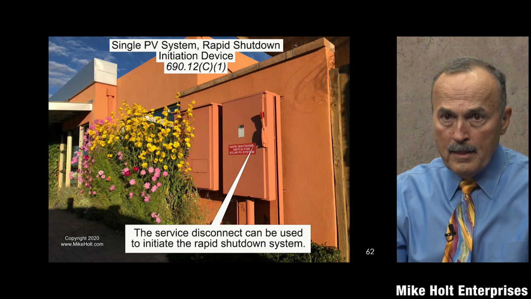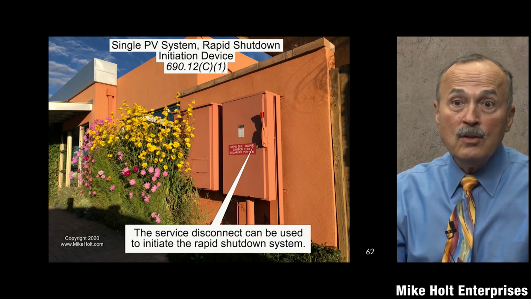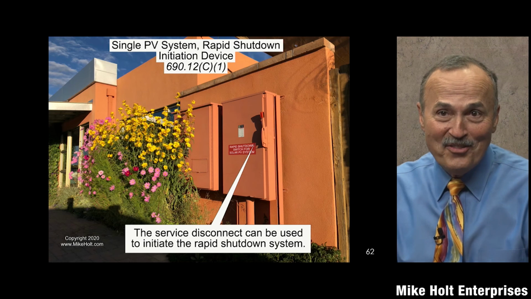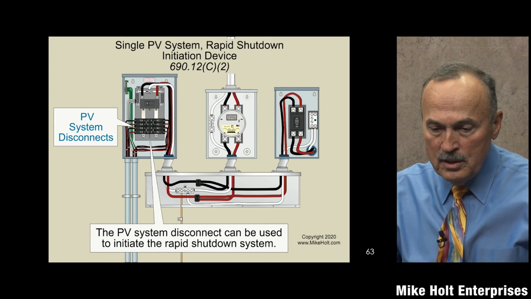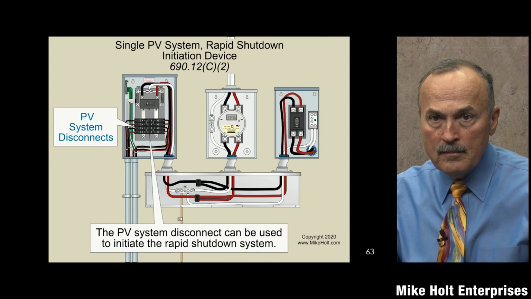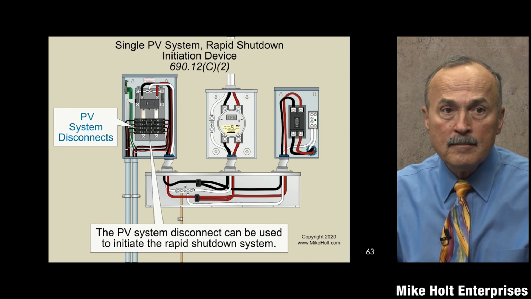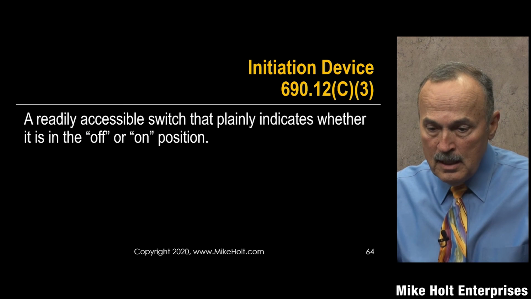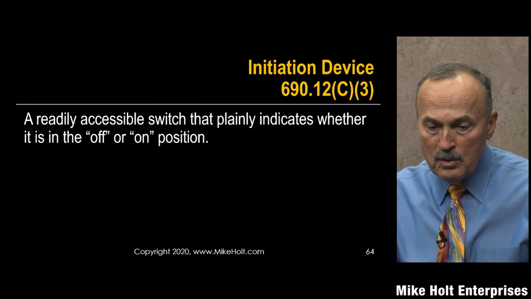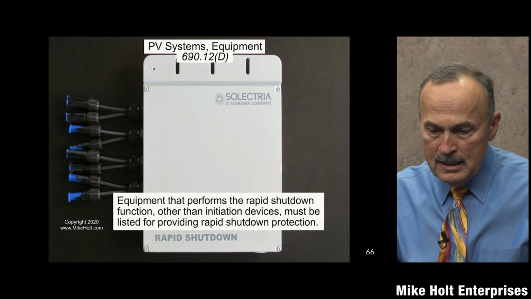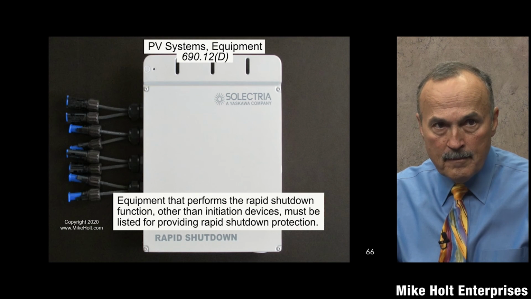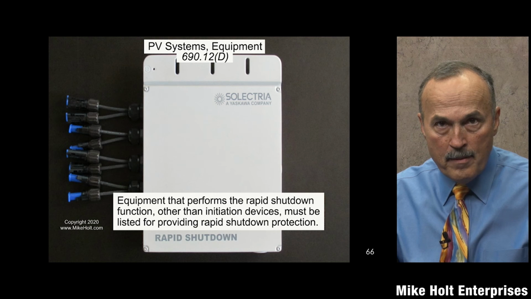Not a push button, because that's to say on or off. Exactly, like I said. Can't use a push button because it has to be on or off. Could be a mushroom. I can use the PV system disconnect, right? I can use the service disconnect. Doesn't matter what it is, that's PV system. A readily accessible switch that plainly indicates whether it's in the on or off position, so you can't be using push buttons. You could use a mushroom switch that's used for things like emergency shutdown at a gas station, things like that. Those devices would be acceptable because they have an on and off position.